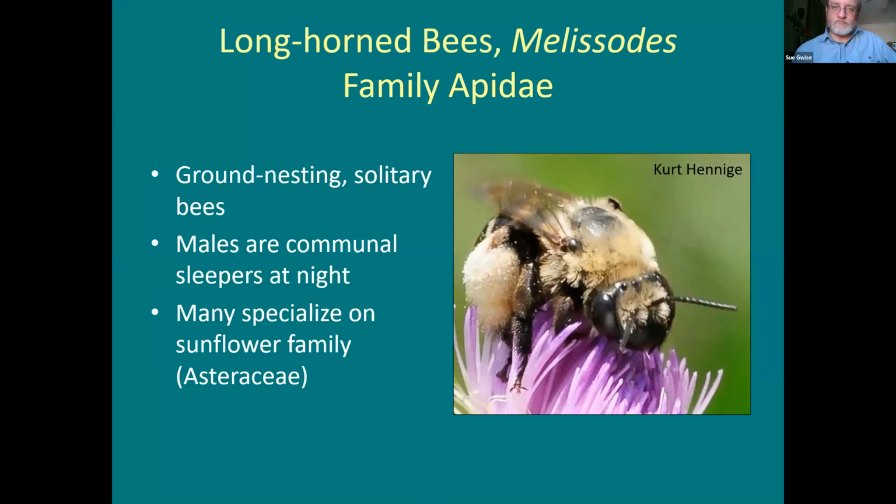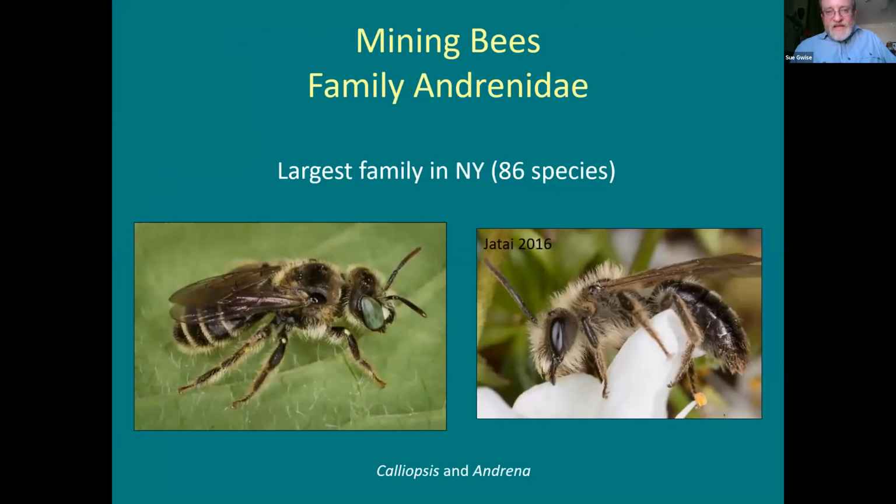The mining bees are part of the largest family in New York, 86 species of mining bees. And they're called mining bees because they are ground nesters. So these are two genera, Calliopsis and Andrena, and these are really hard to tell apart even for experts. So our colleagues at Cornell who are doing most of the bee identification for our project are looking to DNA barcoding to help tell these Andrena species apart.